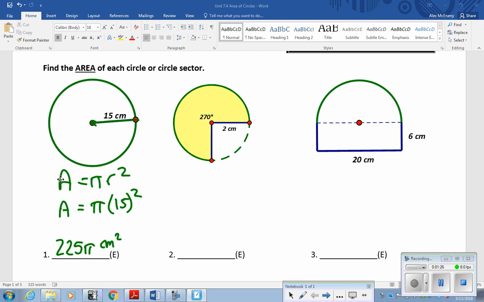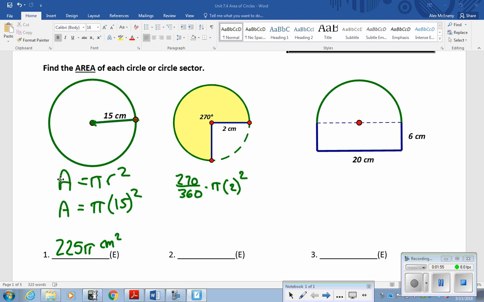Now on the second question, we're asked to find a sector, and the section that we're asked to find is 270 degrees. So when we do a sector, we're going to have to do the degree value they give us divided by 360 times pi, and then the radius, which in this case is 2, squared.